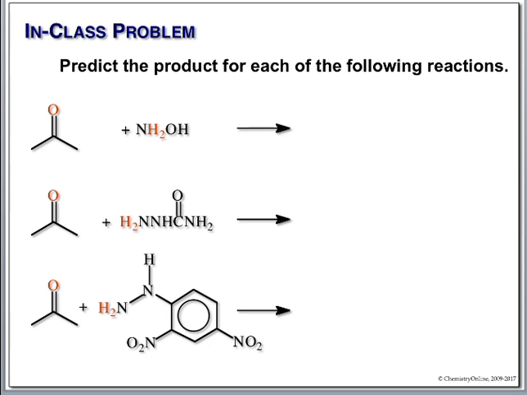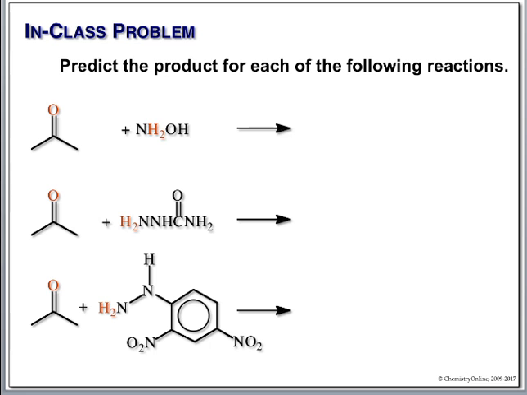Our first compound here is called hydroxylamine. Now today, hydroxylamine is considered a little bit toxic. Oh, back in the old days it wasn't. But this nitrogen is very, very nucleophilic. This is called an alpha effect.